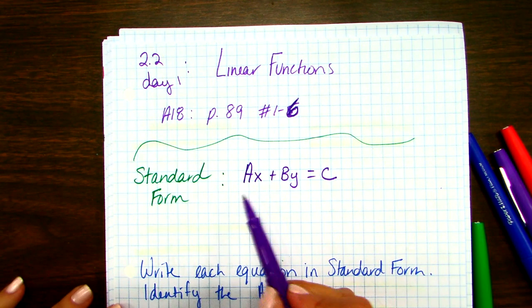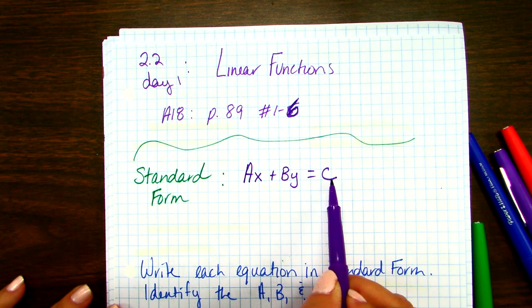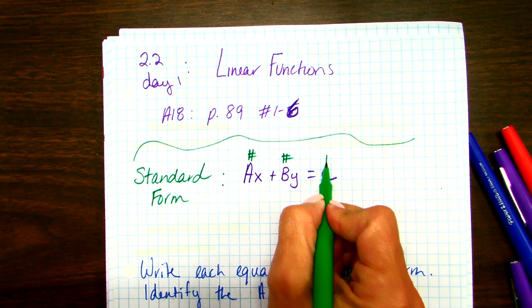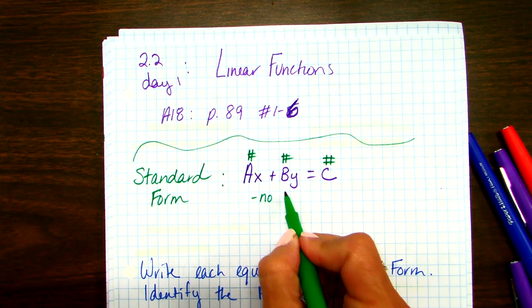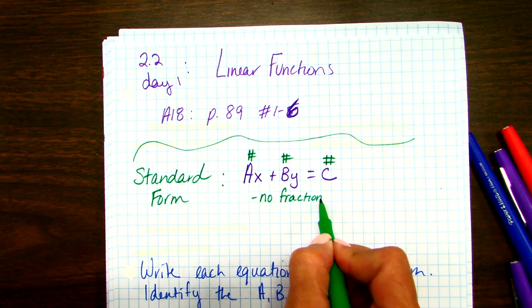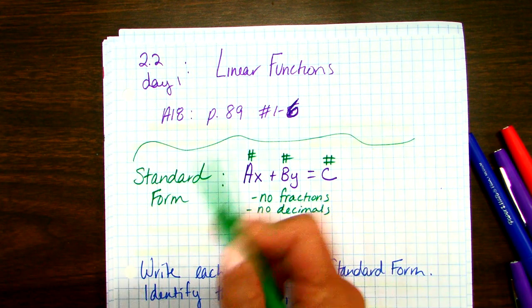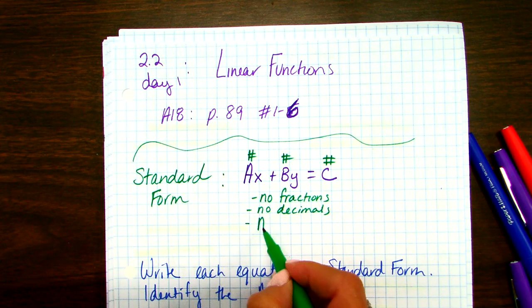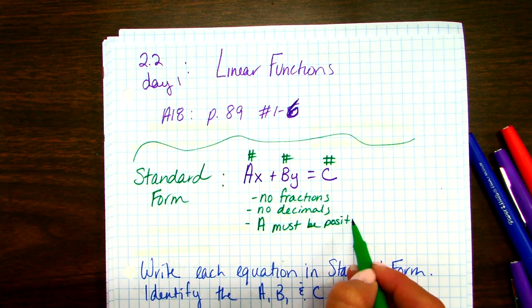Okay, standard form looks like this. Notice there's an x and a y on the left-hand side, and then just c over there. The a, the b, and the c are all numbers. We can have no fractions, no decimals. Okay, so if there's fractions or decimals, we're going to have to get rid of them, and I'm showing you how to do that. And A must be positive. So there's rules about standard form.